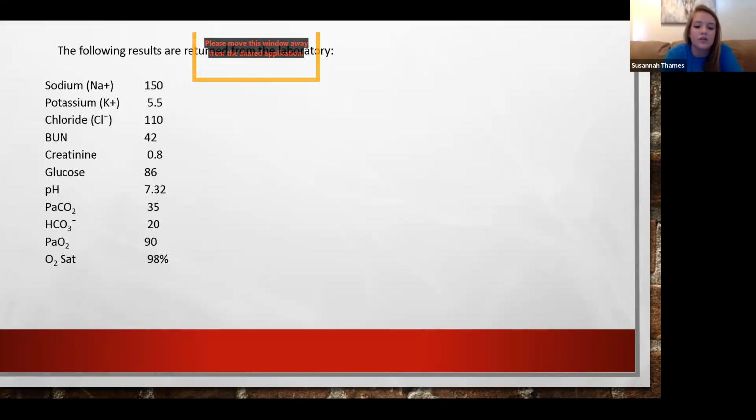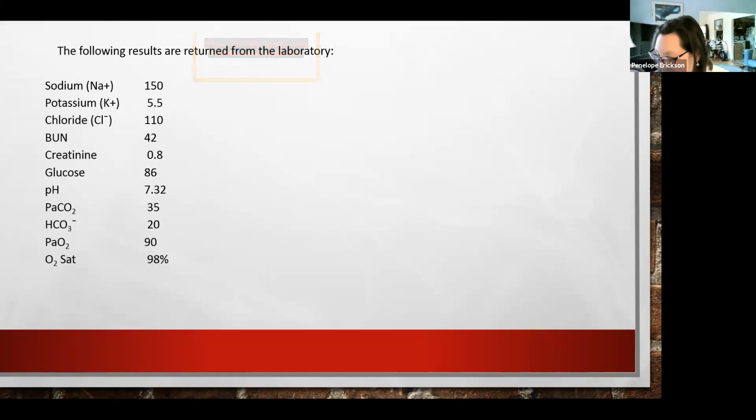His pH is a little more on the acidotic side. Yes, very good. So he does have kind of a mild acidosis. It's not horrible, but it's acidosis. And Letty, what do you think about his CO2? What about his carbon dioxide?